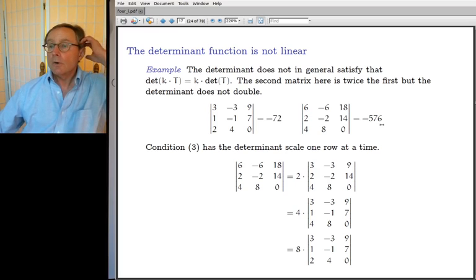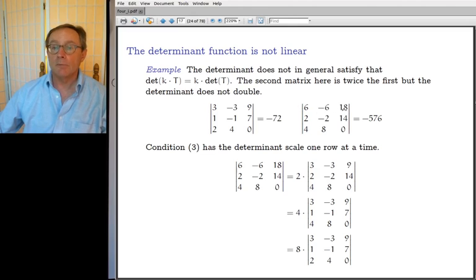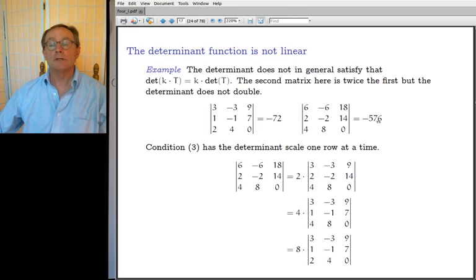Okay? So here, if you look at it, I doubled the 3, minus 3, 9 to get 6, minus 6, 18. I doubled the 1, minus 1, 7 to get 2, minus 2, 14. I doubled the 2, 4, 0 to get 4, 8, 0. I don't get double the determinant. I just don't.